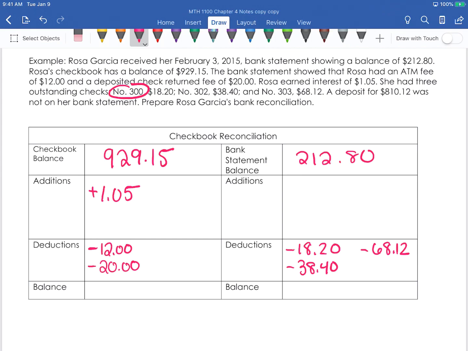A deposit for $810.12 was not on her bank statement. So she made a deposit, but the bank hasn't processed it yet. So that means we need to make sure that the bank is aware of that, and that goes in the bank column. And that's in addition because it's a deposit.